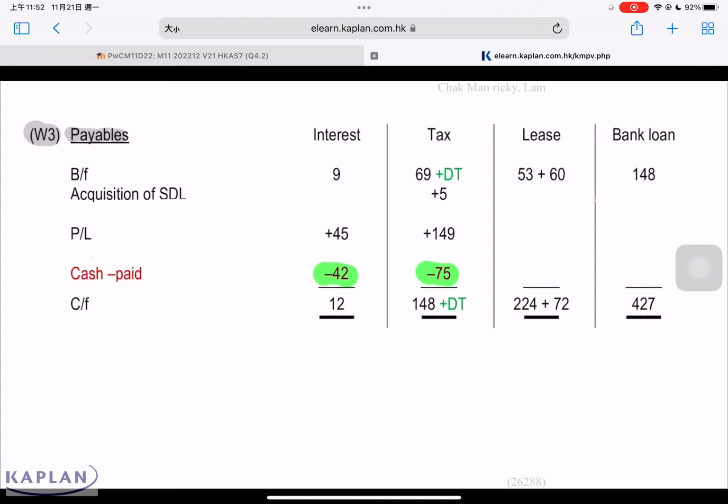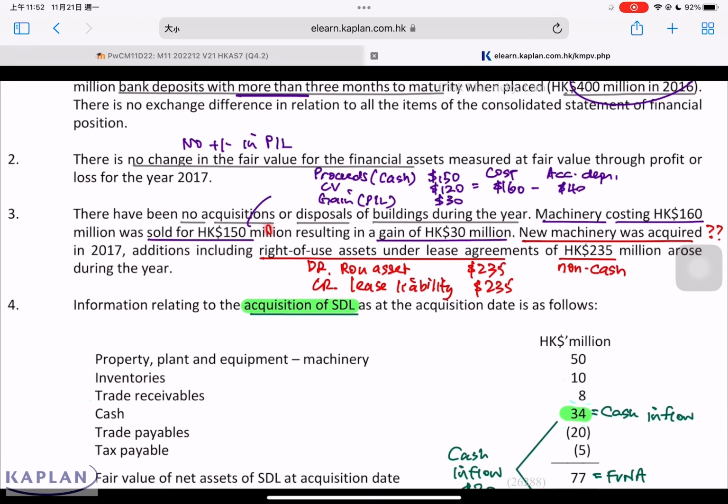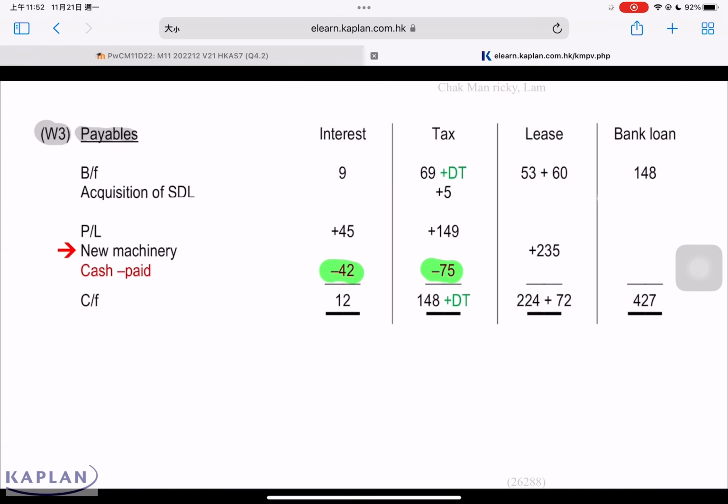During the year, they acquired new machinery, 235. This is an increase in lease liability that is non-cash. Calculate the balancing figure for these two. 53 plus 60 plus 235 minus 224 minus 72. There's a difference of 52. This 52 represents the cash paid for the lease.